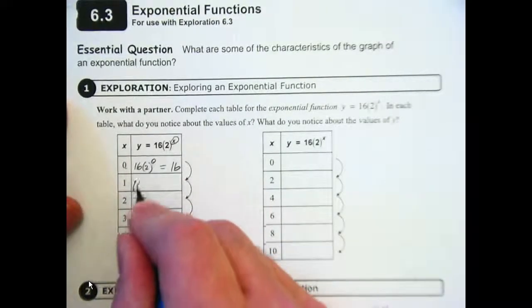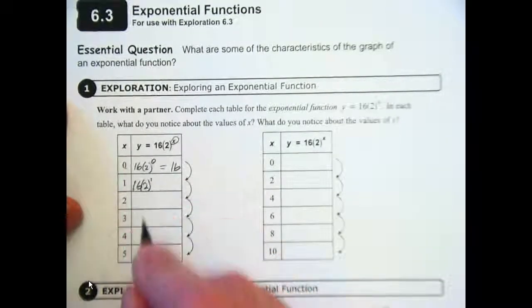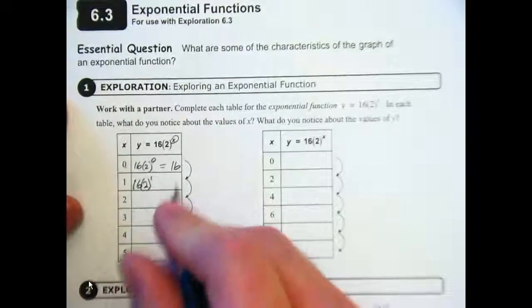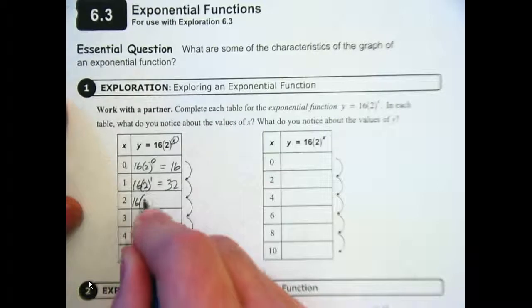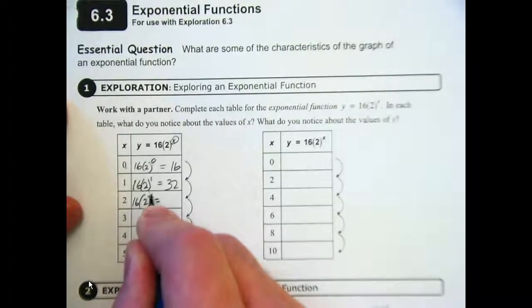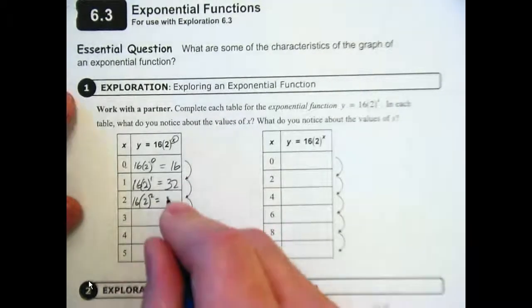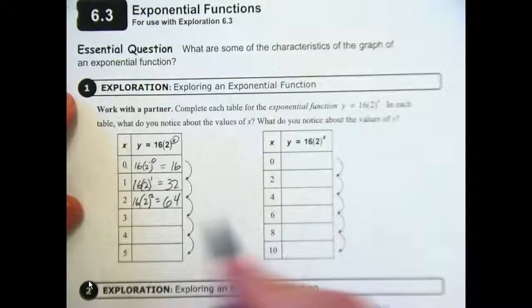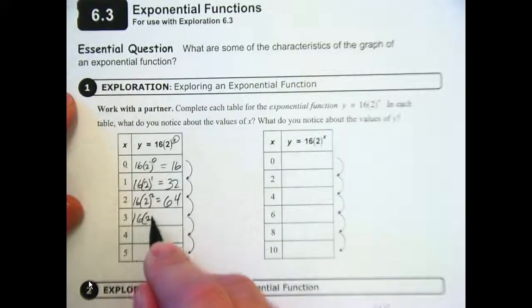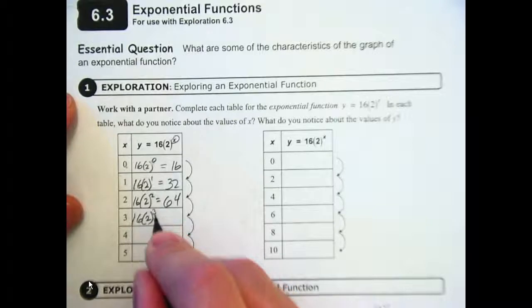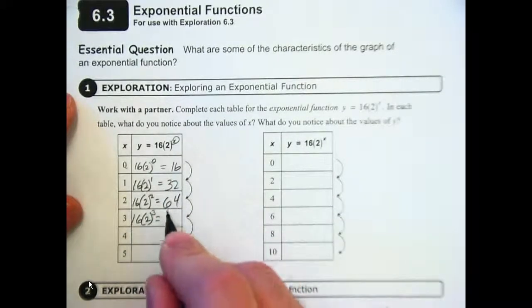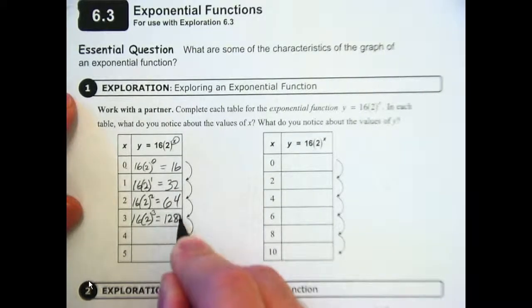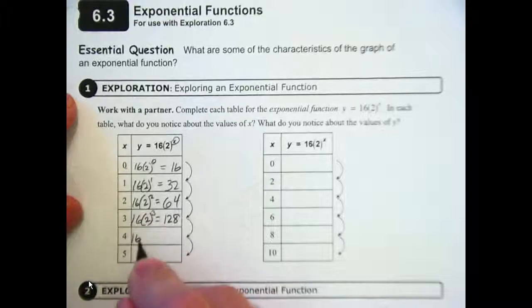And then 16 times 2 to the first. What's 2 to the first? 2 times 16, 32. And then 16 times 2 to the second. That's 4 times 16 is 64. And some of you may have noticed the pattern early on. What's happening every time? Yeah, it's doubling every time.